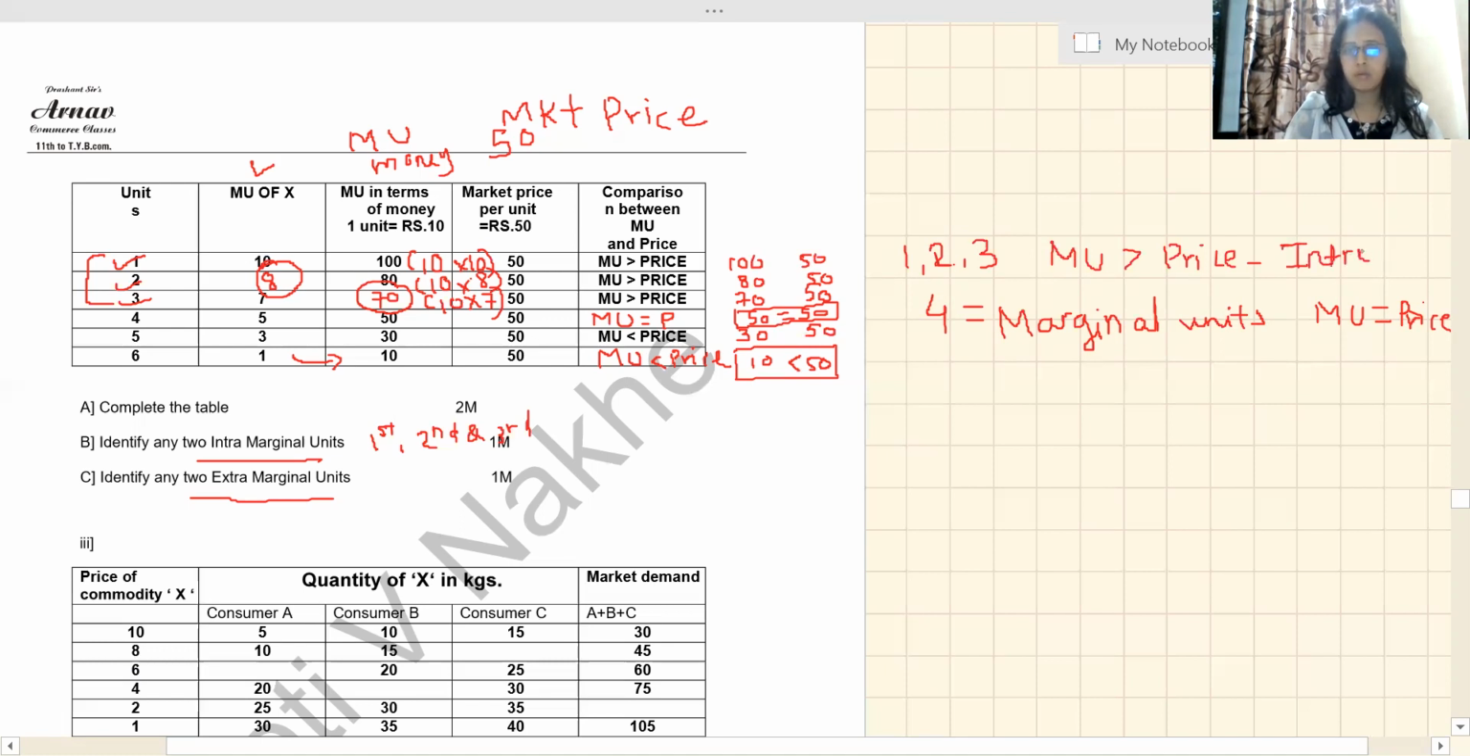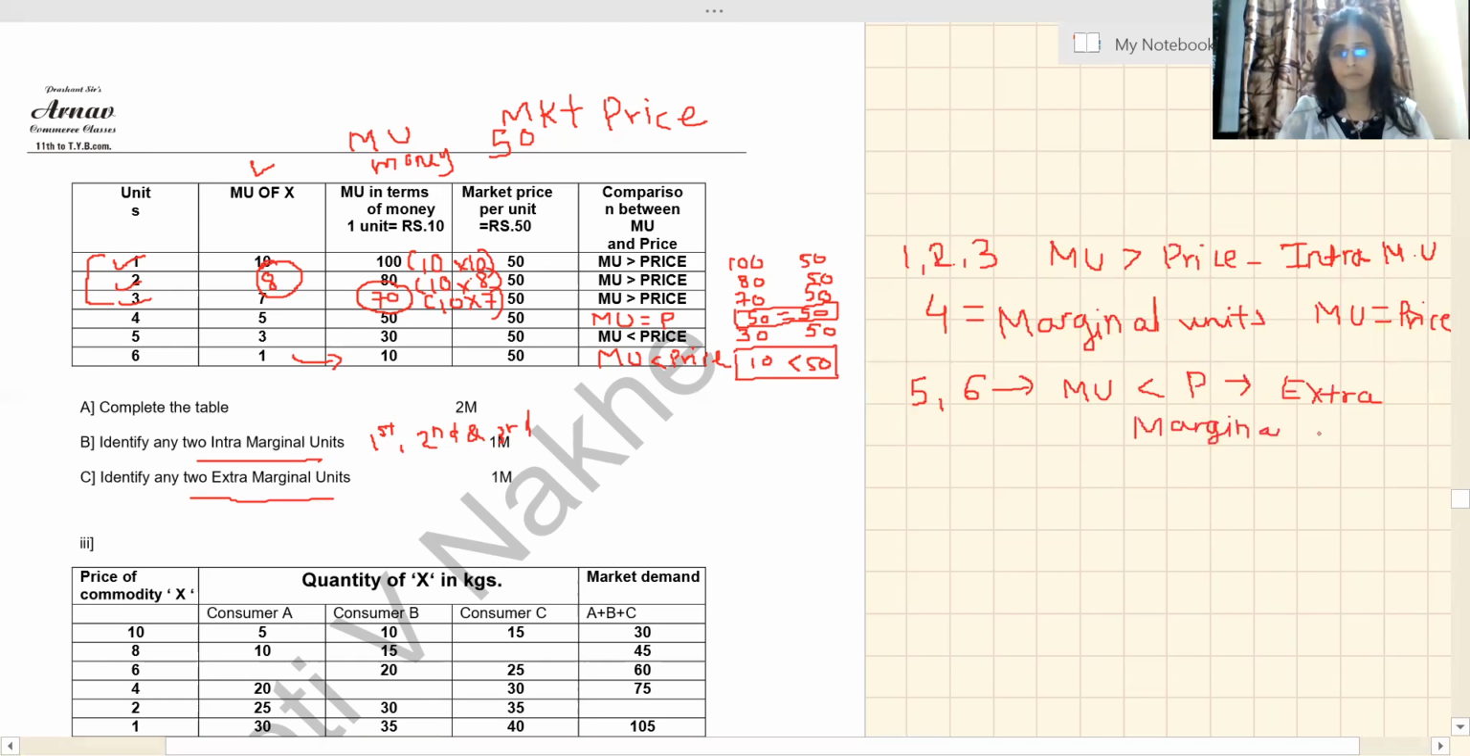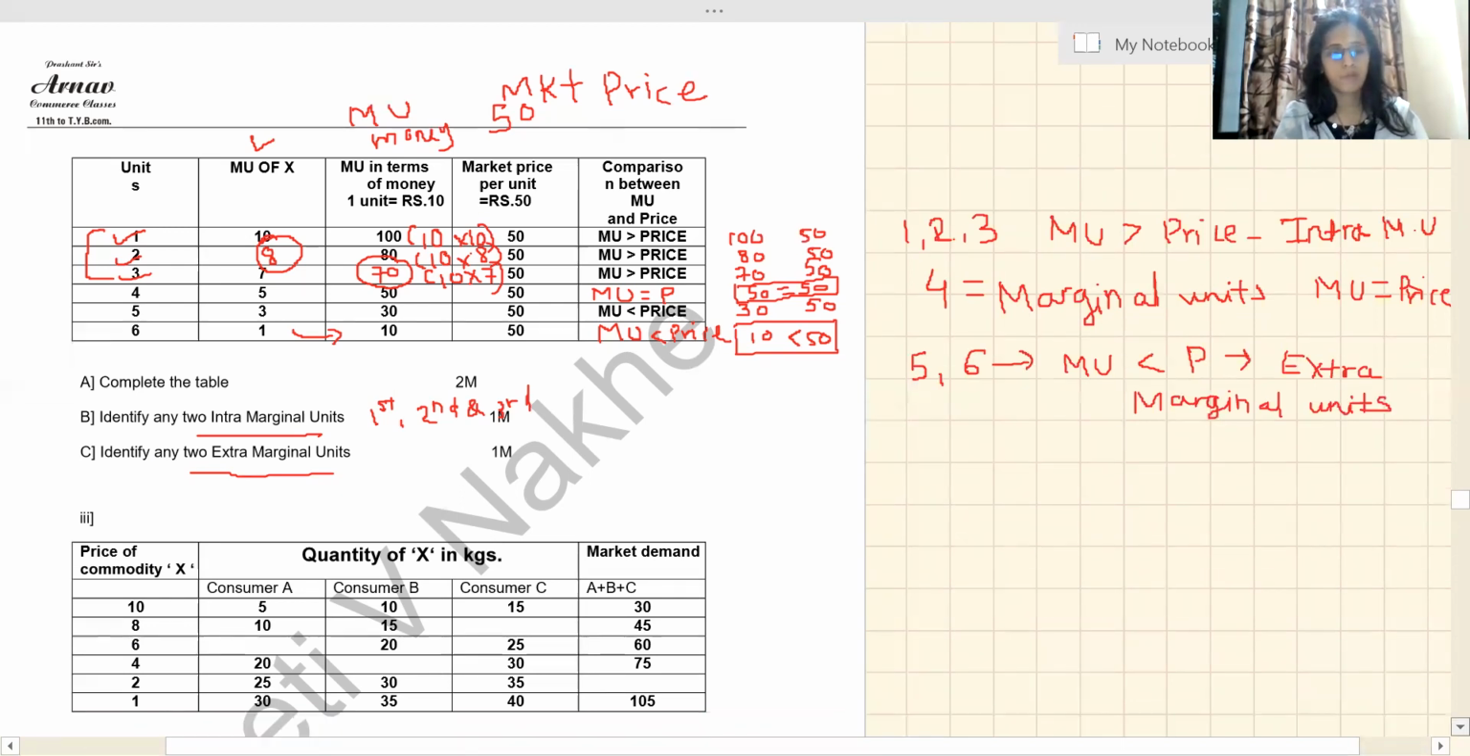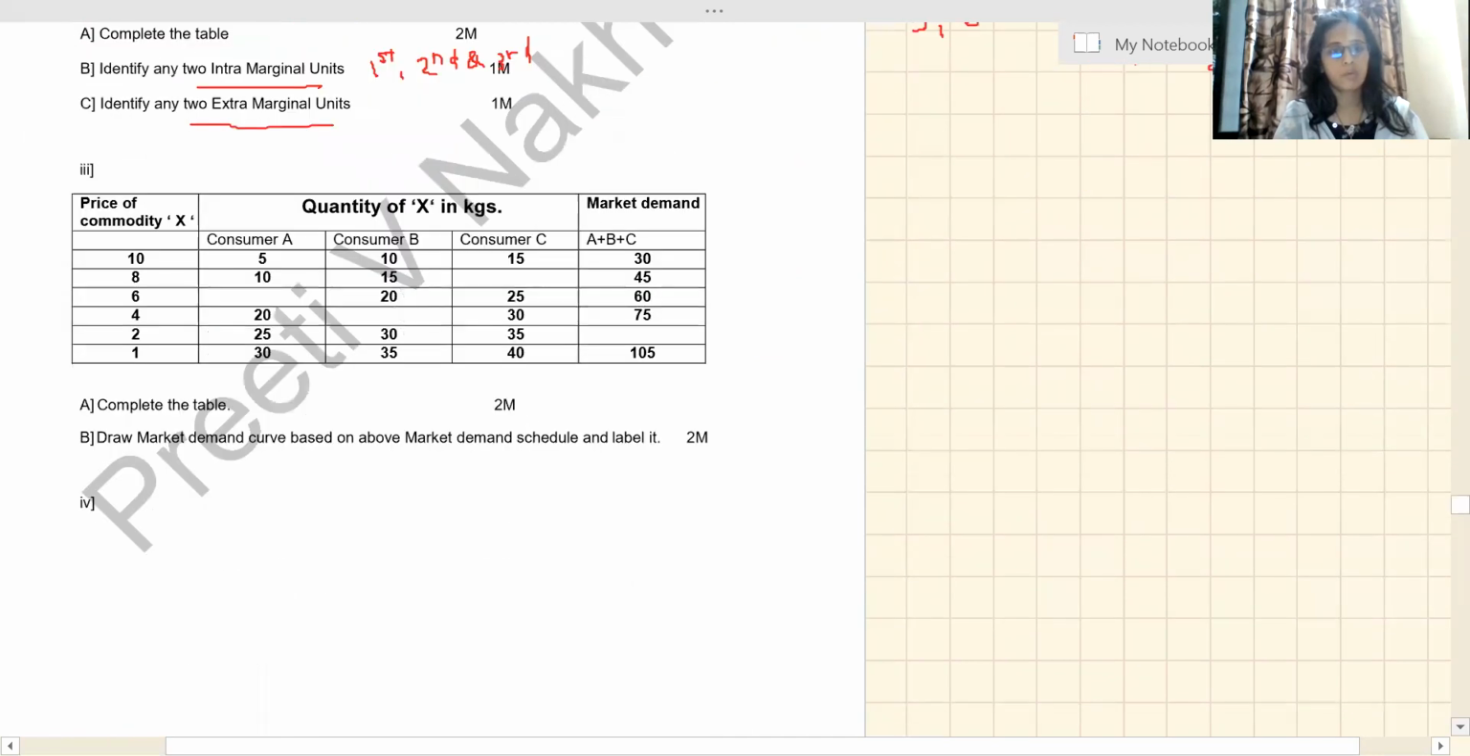It is called intramarginal units. And for fifth and sixth, where MU is less than price, it is called extramarginal units. Okay, so we have finished with the second one. Now let's move on to the third one.